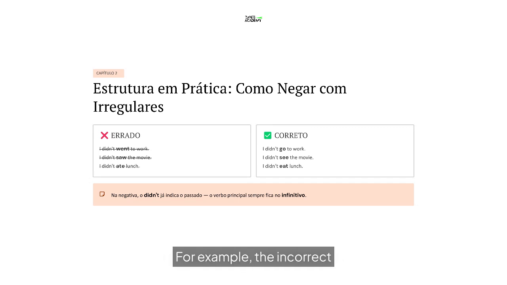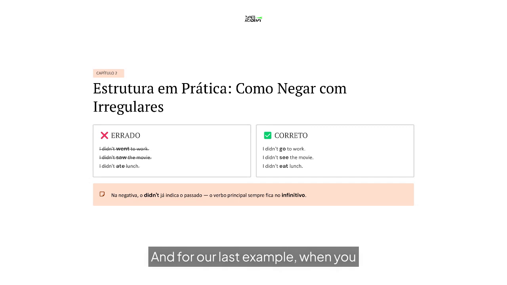For example, the incorrect sentence, "I didn't went to work," is a common mistake. The correct form is, "I didn't go to work." Notice how we stick to go after didn't. Similarly, if you want to express that you did not see a movie, instead of saying, "I didn't saw the movie," the correct way is, "I didn't see the movie." Again, we use the base form see.